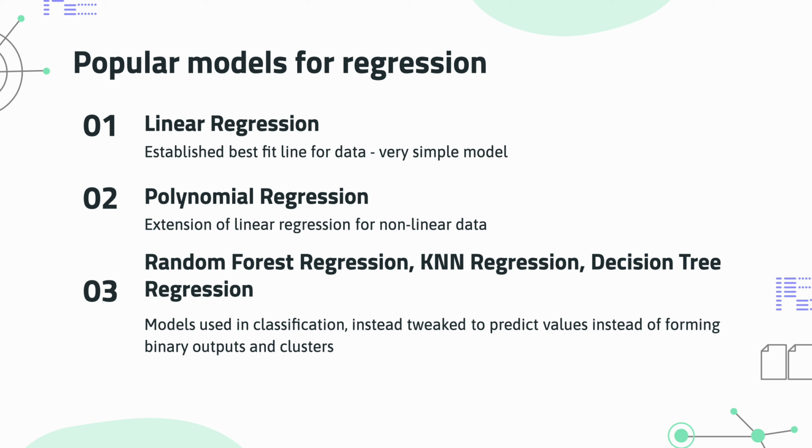And then linear regression, this establishes a best fit line for data. It's a very simple model. Polynomial regression is an extension of linear regression for nonlinear data. And then random forest regression, KNN regression, and decision tree regression. These are the types of models that we use in classification, but they're tweaked to predict values instead of forming binary outputs in clusters, so it's not actually doing a classification, it's giving you an actual value for your regression.